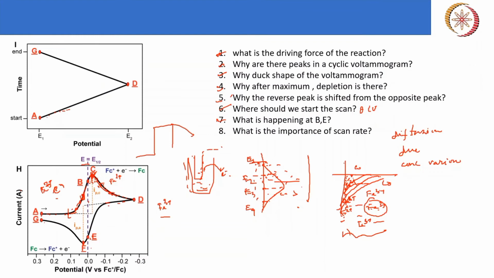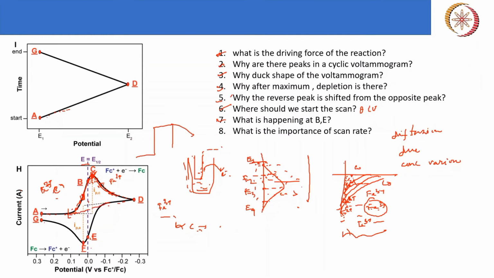The other thing is that, as we know, the current value corresponds to the concentration of the analyte. So if the analyte concentration increases, then your current value also increases. We can get that from the Randles equation, which we'll discuss in the next slide maybe.